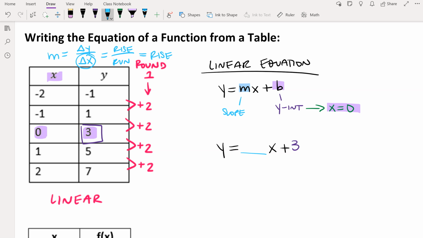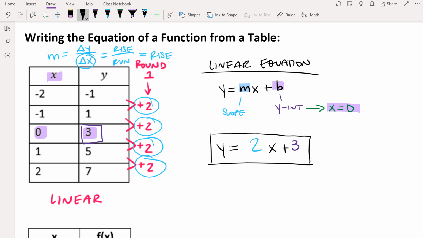Well, good news. Our change in y is right here for a linear function. So the slope for this equation is 2. M would be 2 for this function. So now you've written the equation y equals 2x plus 3. We have successfully written the equation of a linear function from the table for that function.